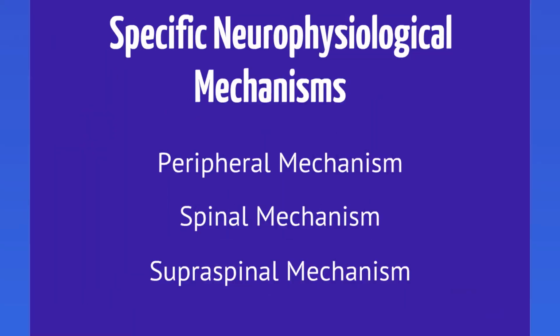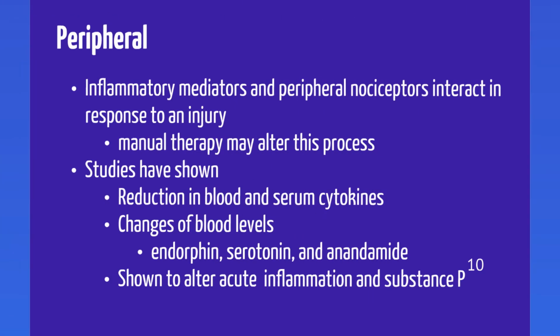So the primary purpose is the specific neurophysiological mechanisms. It's broken down into three parts: the peripheral mechanism, the spinal mechanism, and the supraspinal mechanism. From a peripheral standpoint, it's thought that inflammatory mediators and peripheral nociceptors interact in response to an injury, and manual therapy can alter this response. Studies have shown a reduction in blood and serum cytokines, changes in blood levels of endorphins, serotonin, and anandamides, and also altered inflammation and presence of substance P. This is all occurring at the peripheral site. So if the application is to the elbow, that's where the changes are occurring.